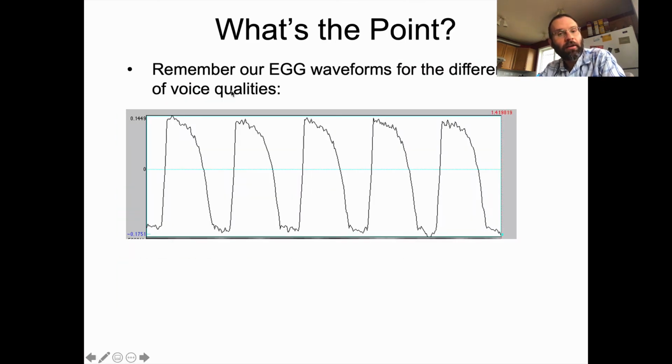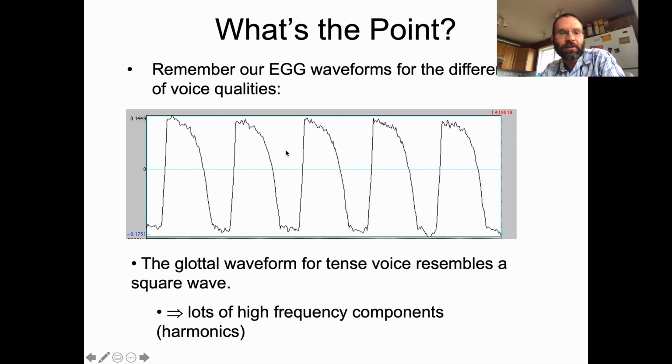So with that in mind, hopefully we can abstract a little bit from the specific example, but you can remember that our EGG waveforms for the different kinds of voice qualities included this one. This is for tense voice. And it's not exactly a square wave, but it looks more like a square wave than, say, our modal voice one did. Going back as well, you can think about the sort of idealized EGG waveform that I walked you guys through. That did have square tops and bottoms. This one is pretty close to it. There's a little bit of noise here, so there's some high frequency information going on.